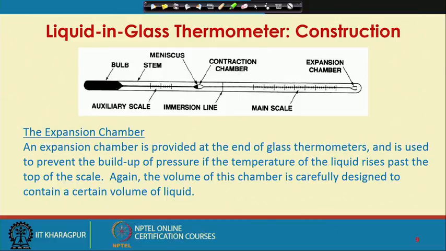The expansion chamber is also known as the safety bulb. The expansion chamber or the safety bulb is provided at the end of glass thermometers and is used to prevent the build-up of pressure if the temperature of the liquid rises past the top of the scale. Again, the volume of this chamber is carefully designed to contain a certain volume of liquid.